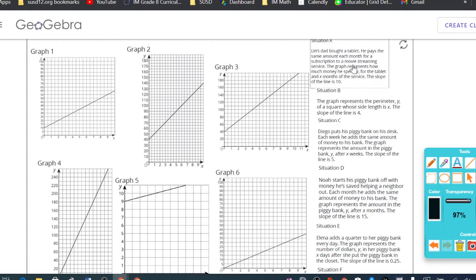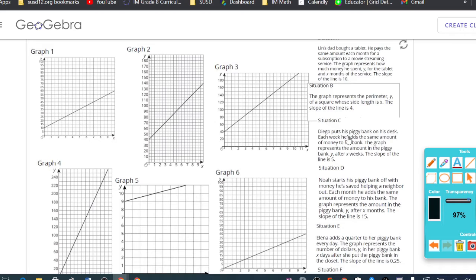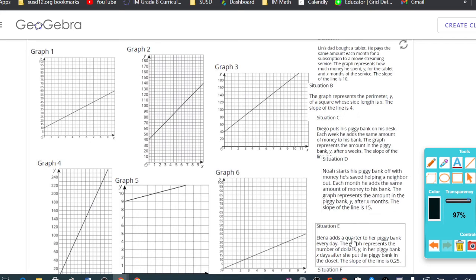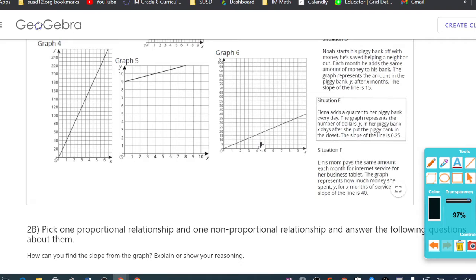So here, if you click on these, that's the situation that you need to read that description of and then match it to a graph. Take a look at these graphs. You're really going to have to read the numbers on the graph. Look, this graph here starts at 10. This graph here starts at y equals 40. This graph here also starts at y equals 40. Down here, this graph starts at the origin. This graph starts at the origin, but this graph starts at 9.